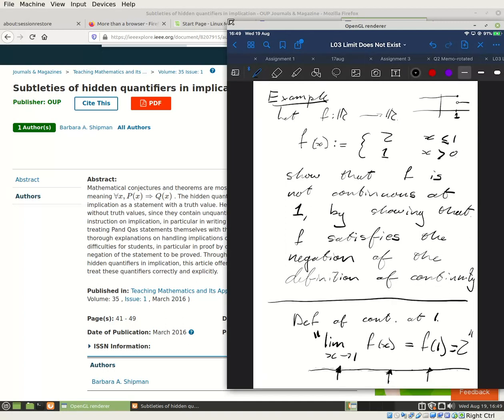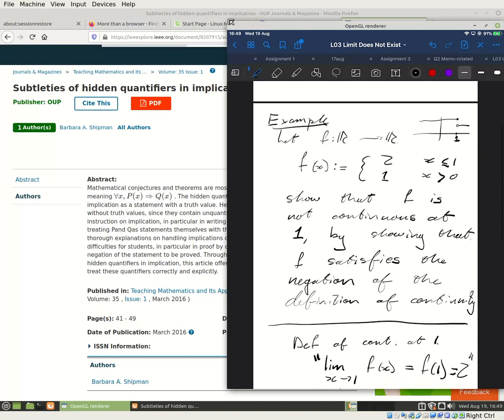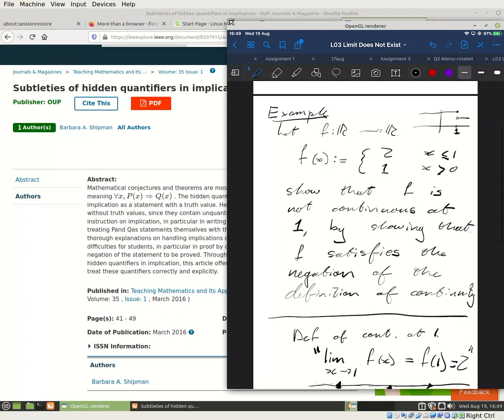So we're busy discussing this example. We want to show, with f defined as follows: f takes on the value 2 when x is less than 1 and takes on the value 1 when x is greater than, oops, that should be a 1 actually, greater than 1. And we want to show using the definition of continuity that f is not continuous here at 1.